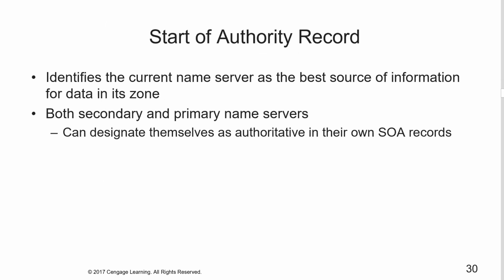So let's talk about the individual records. SOA, start of authority, identifies the current name server as the best source of information for that zone. Both secondary and primary name servers can designate themselves as authoritative in their own SOA records. Outside of what's in this chapter, SOA also contains a few other data fields: the owner name, so the host name of the primary DNS server, and the responsible person, which is the email address of the person responsible for administering the zone.